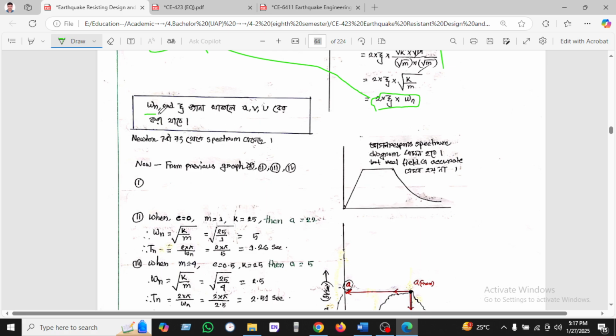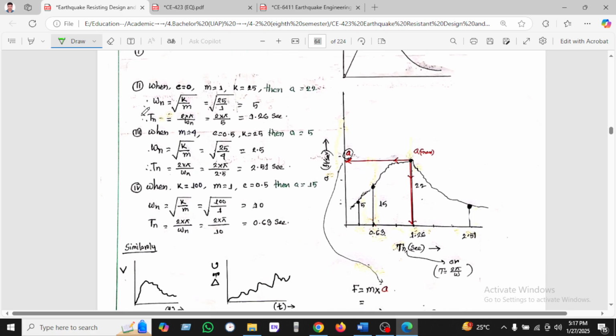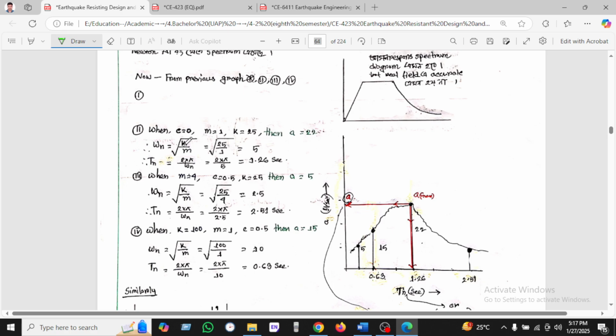So we can see the graph given here, the previous graphs 1 to 3. If you know the natural frequency and psi, then we can find the acceleration, velocity and displacement. So this is our assumption for the response spectrum. At first, we see that when the damping ratio is 0, and mass and stiffness are given, then the acceleration will be 2.